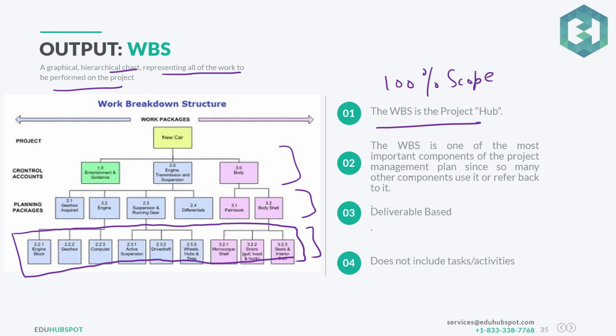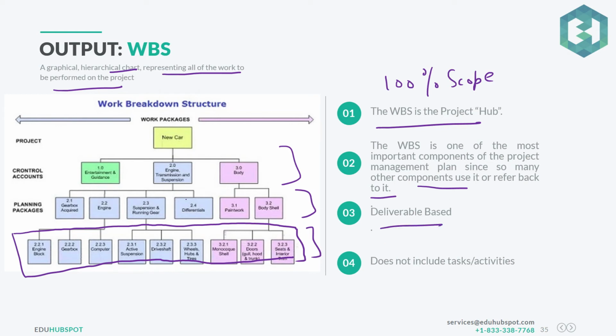The WBS is one of the most important components of the project management plan, since so many other components use it or refer back to it. So if you remember, scope baseline is actually part of your project management plan, and this WBS is part of the scope baseline. So this actually is a child of the project management plan. So WBS is the child and the father is your project management plan.